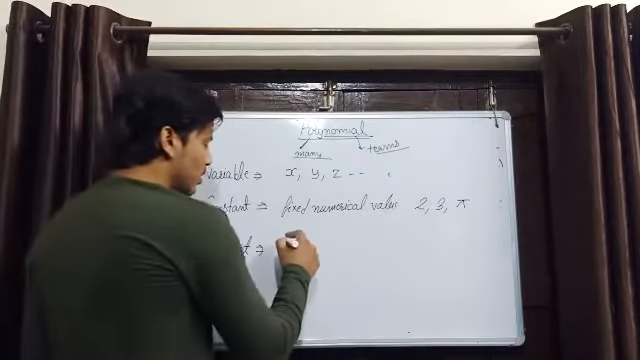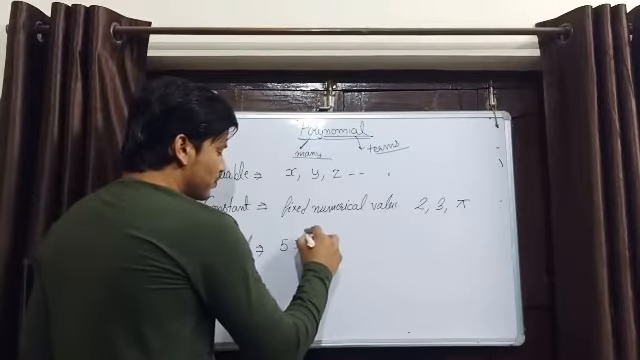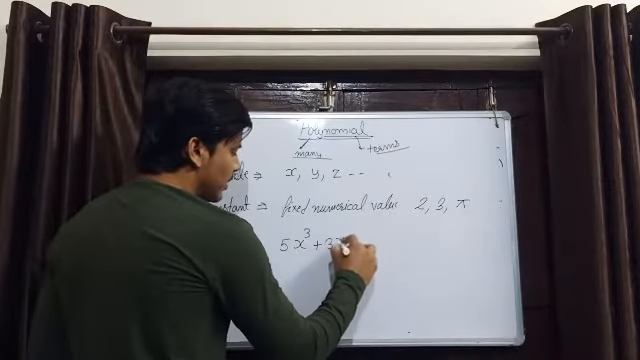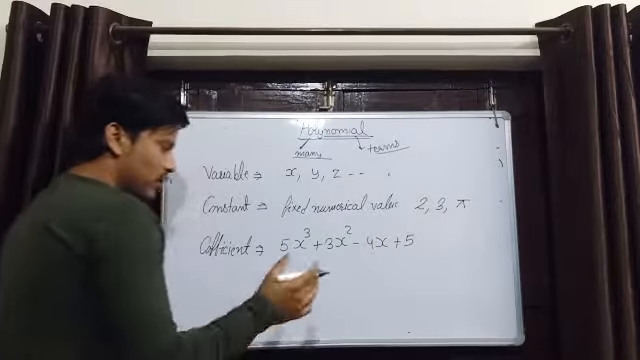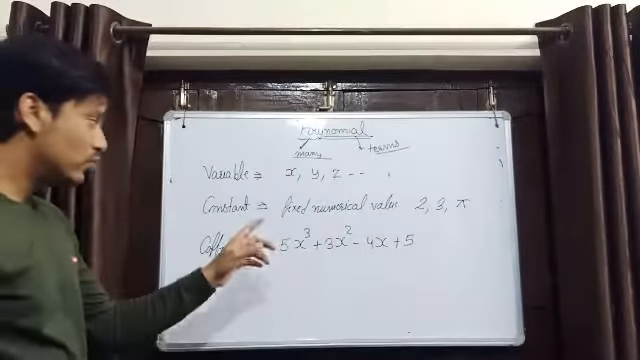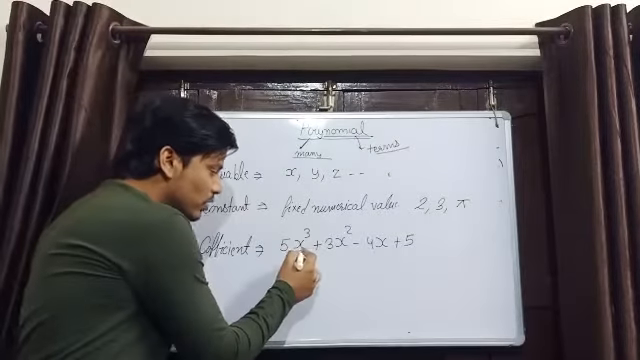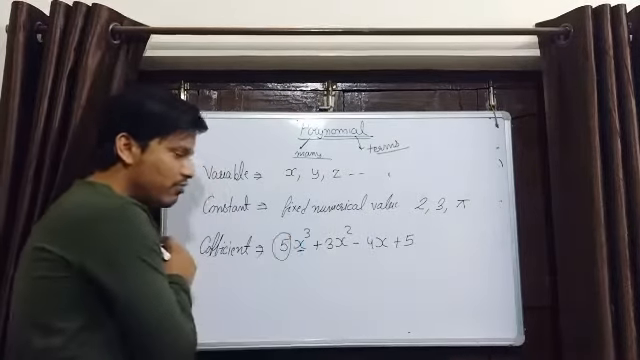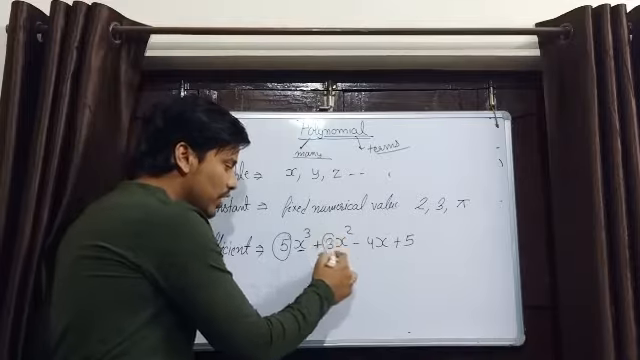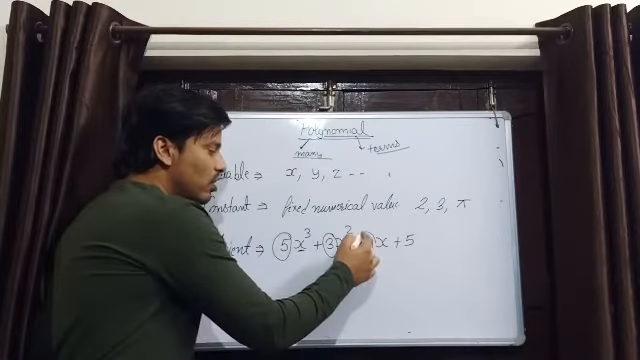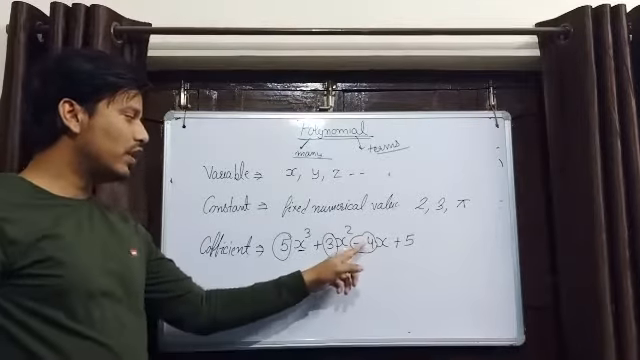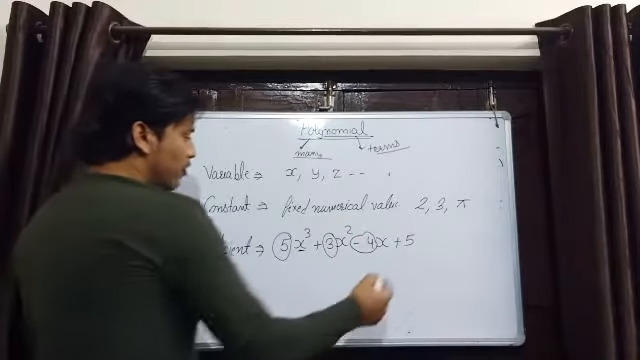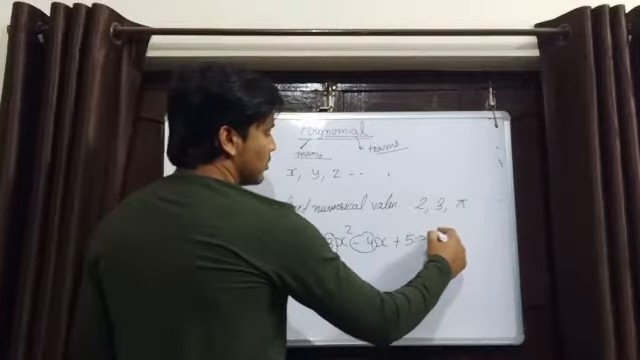Let's take an example. 5x cube plus 3x square minus 4x plus 5. What is coefficient? So coefficient of x cube is 5. Coefficient of x square is 3. Coefficient of x is minus 4, not 4. Coefficient of x is minus 4 and 5 is constant. This is constant.